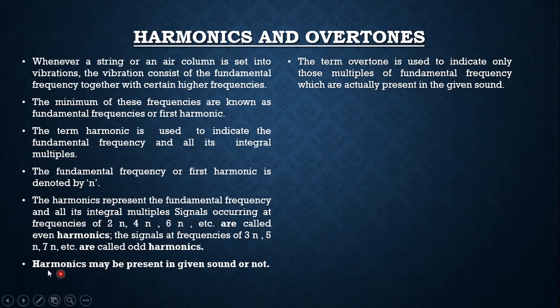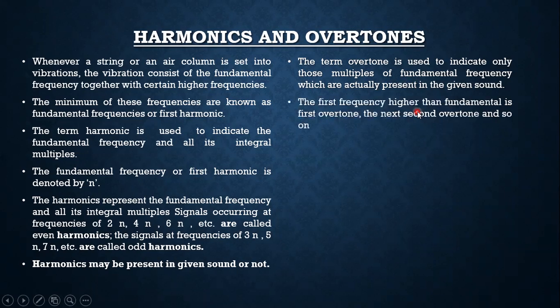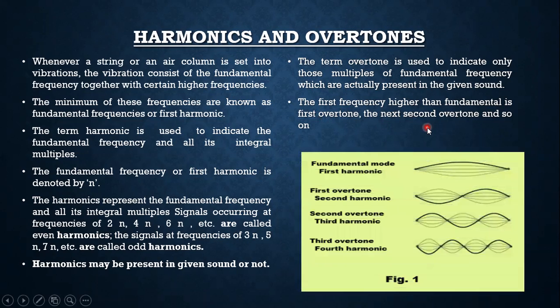But here you note this one. A harmonic may be present or may not be present, but overtones are those which are actually present. If after n directly 5n is coming, then 5n is the first overtone. Then if 10n is coming, 10n is the second overtone. The first frequency higher than the fundamental is the first overtone, the next is the second overtone, and so on.